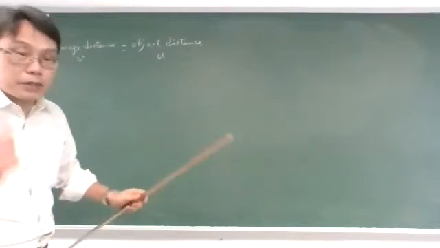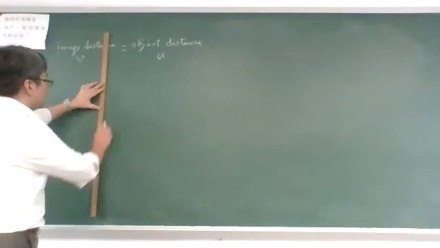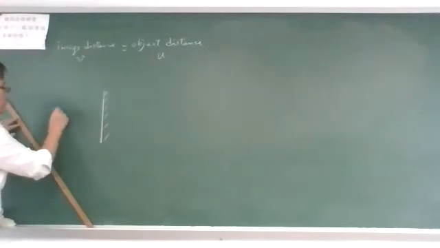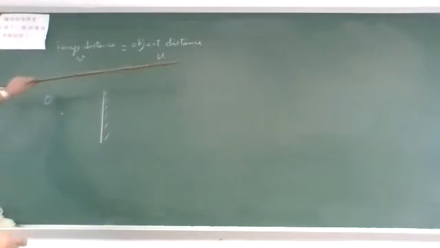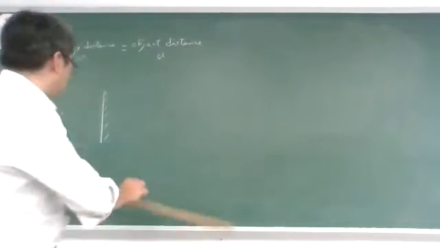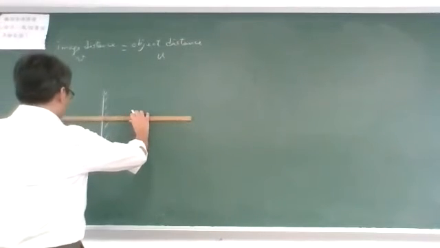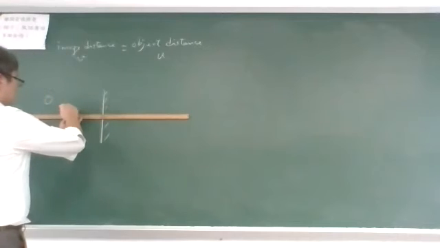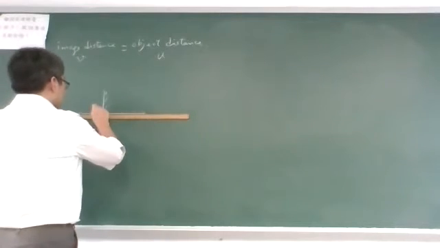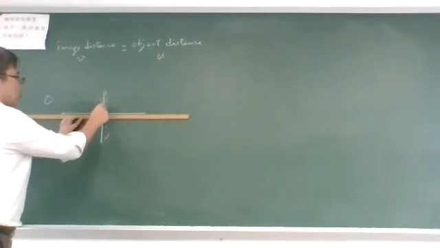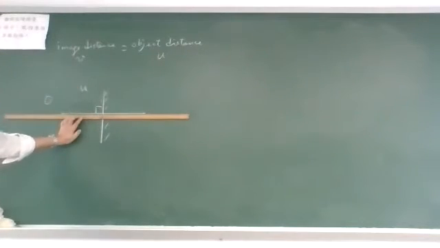And for image distance or object distance, it means if we have a mirror here, we have a point object O. Then object distance means the perpendicular distance from the object to the mirror. And it means that we draw a line perpendicular to the mirror starting from O, like this. Okay? And this perpendicular distance is the object distance.